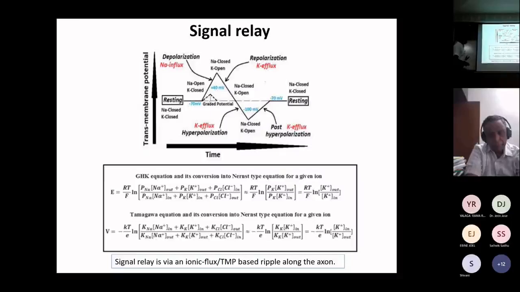So signal relay here is by an ionic plus transmembrane potential based ripple along the axis. A ripple, a kind of wave front, propagates owing to some ion fluxes.